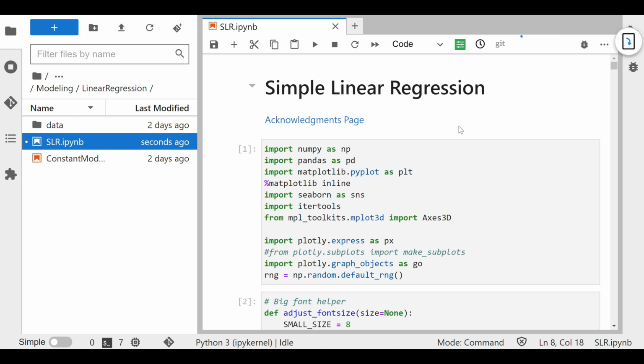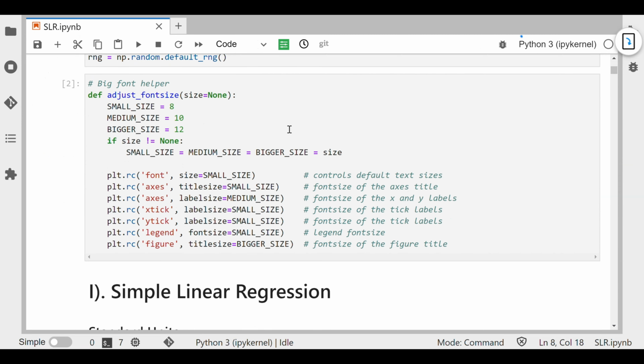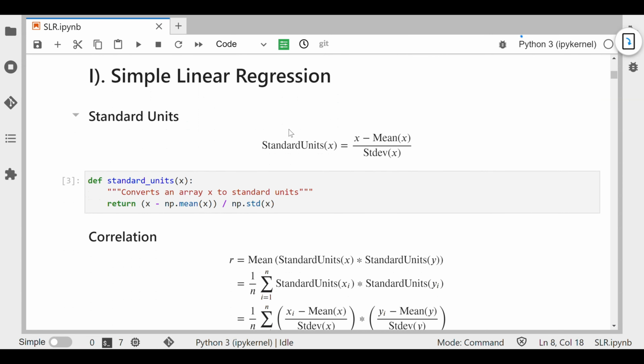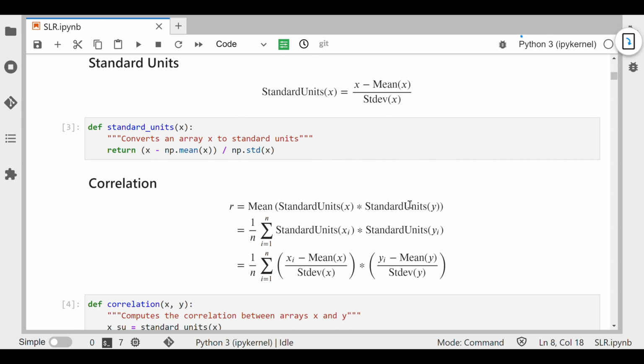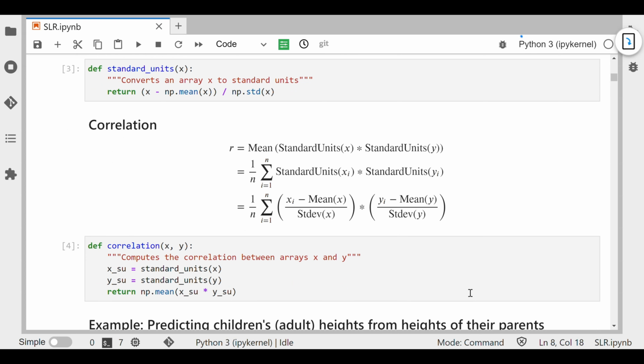So we'll be using the notebook titled Simple Linear Regression, and it's in the modeling folder and then the linear regression subfolder. I'm just going to scroll down. I'm going to define a function in the beginning to help us calculate the correlation, because we'll see later how correlation is used in our model. Just as a reminder, I put everything into standard units, and then I am taking the product of x in standard units times y in standard units and taking their mean. That's exactly what these two functions do.